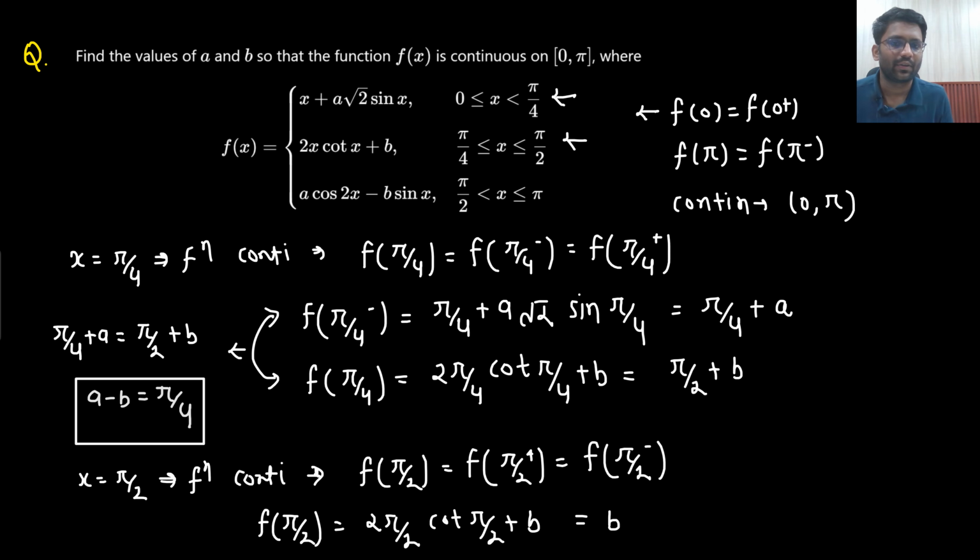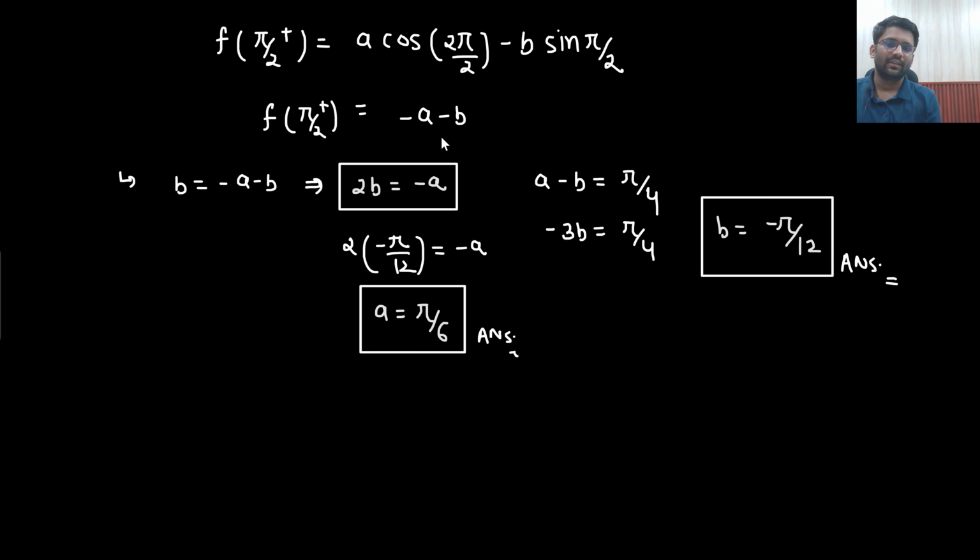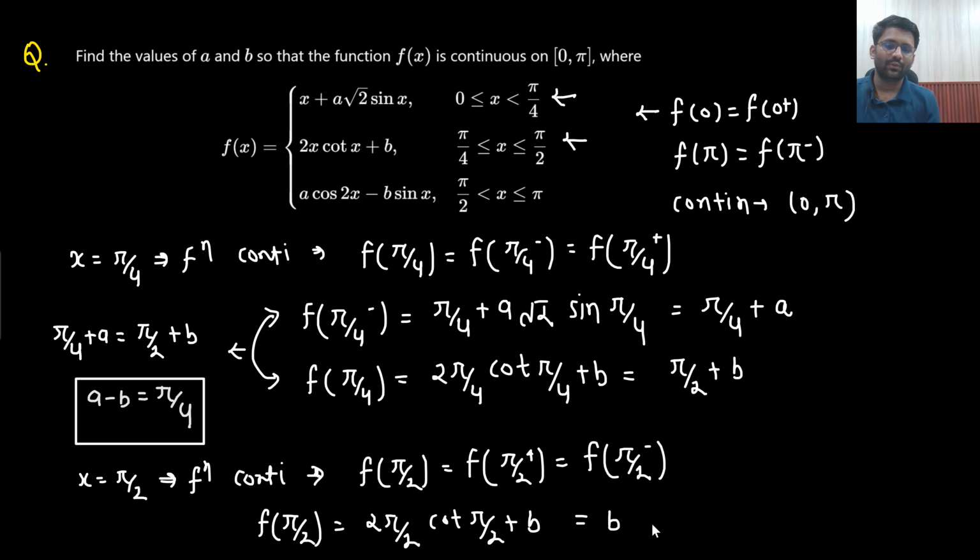Did you understand this question or not? Okay. So where the definition is changing, they are our matter of concern. I will check at pi by 4 minus. The answer is coming out to be pi by 4 plus a. I will check at pi by 4 plus. Then the answer is coming out to be pi by 2 plus b. Then I will check at pi by 2 minus. The answer is coming out to be b. Then I will check at pi by 2 plus. The answer is coming out to be minus a minus b. Then minus a minus b will be equal to b only.